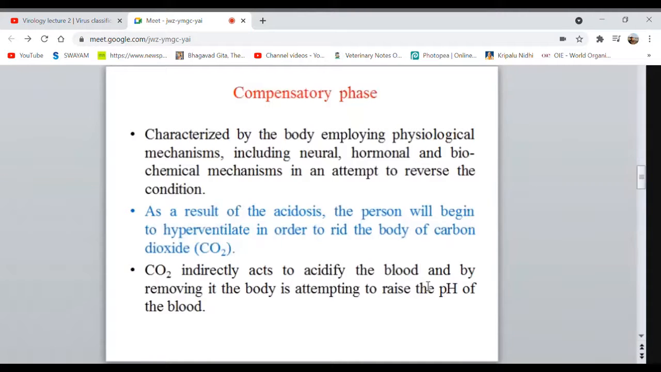How? Carbon dioxide combines with water and forms carbonic acid, H2CO3. As you know, acid lowers the blood pH, right? The pH of the acid is low. So carbon dioxide combines with water, forms carbonic acid, which then acidifies the blood, resulting in lowering the pH of the blood. So in this compensatory phase, the blood pH decreases because of the carbon dioxide.